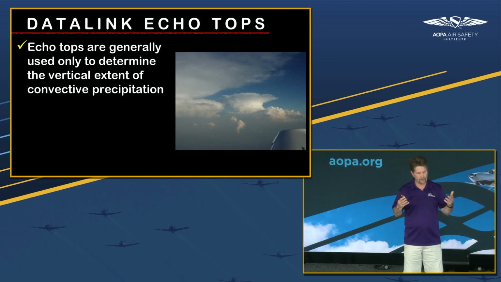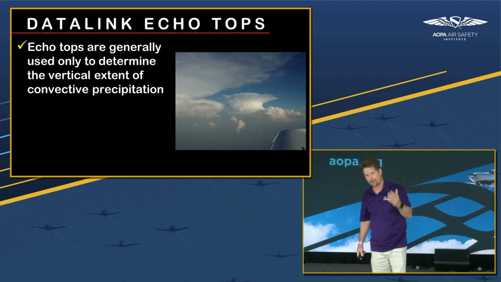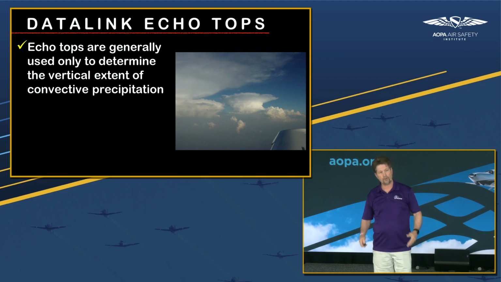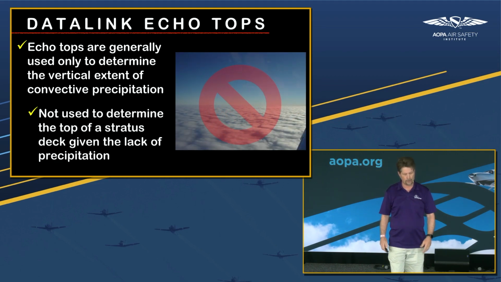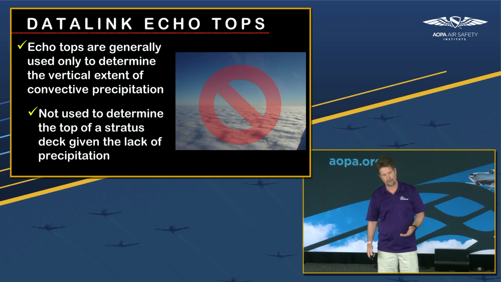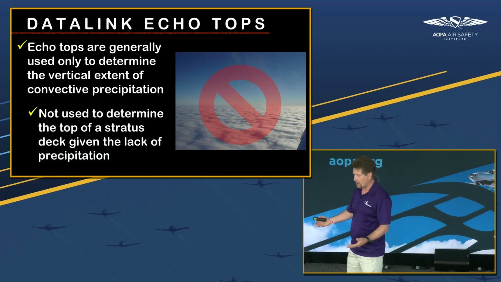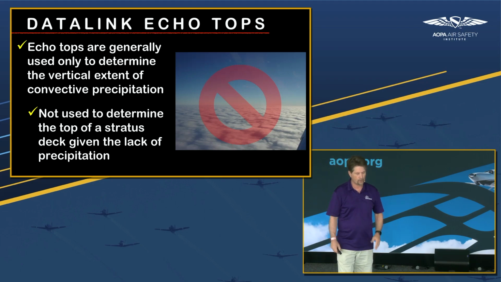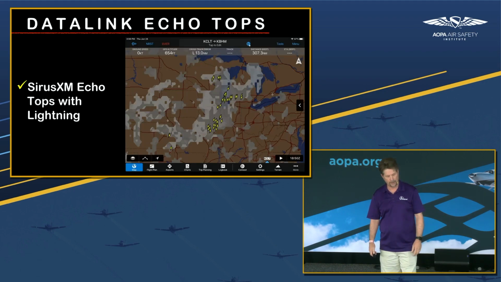But in general, the EchoTops are used to determine the vertical extent of convective precipitation. We know the higher that EchoTop is, the more serious the storm is, and therefore the larger the distance we should give to that particular cell. But it's not used to really determine the top of a stratus deck, because if it's not producing precipitation, it's not going to produce anything that we can grab onto and say, yes, this stratus deck we're going to pop out at 5,000 feet. It's only used really for convective cloud tops from that standpoint.